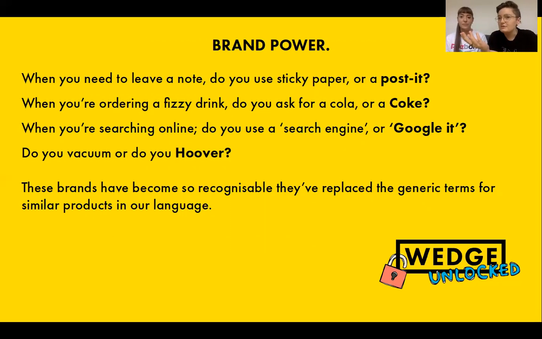Like obviously everybody says Google it, even if you're using like Safari. Yeah. But Hoover, I didn't even know that was a brand name until quite recently. Because you'd say a Hoover about like a Dyson. But that's actually a brand name. Yeah. And Post-it again, what else would you use instead of Post-it? So you can see the power that these brands have actually at the stage that they've got to now.